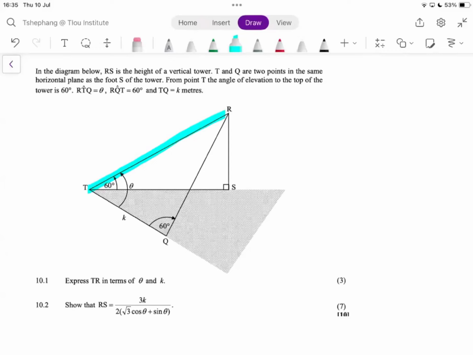I can use triangle TQR. Why? Because I have enough information there. So if I highlight this triangle, just bear with me for a second, you'll see what I want to do. So it's a triangle that looks something like that. I have a K here, I have this angle as theta, and I have this angle here as 60 degrees. And then this is my R, this is T, and this is Q.